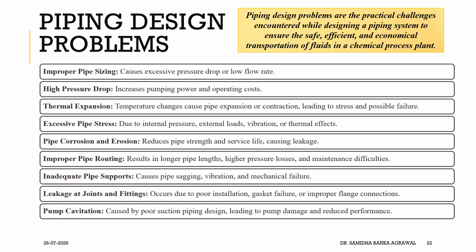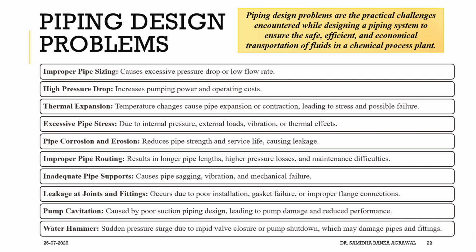Pump cavitation. If it is caused by poor suction pump piping design, that can lead to damage of the pump and reduce the performance. And last one is water hammer, a sudden pressure surge due to rapid valve closure or pump shutdown, which may damage pipes and fittings. So these are certain problems that have to be kept in mind while designing your piping system.